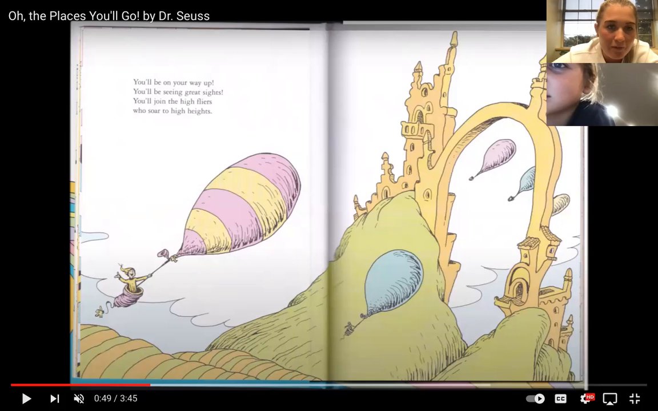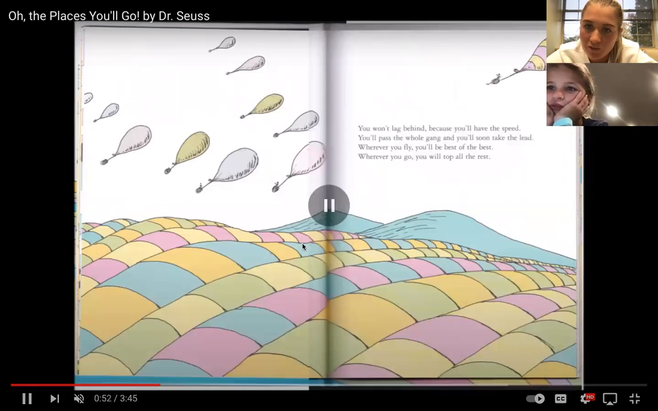Oh, the places you'll go. You'll be on your way up. You'll be seeing great sights. You'll join the high flyers who soar to high heights. You won't lag behind, because you'll have the speed. You'll pass the whole gang and you'll soon take the lead. Wherever you fly, you'll be the best of the best. Wherever you go, you will top all the rest.